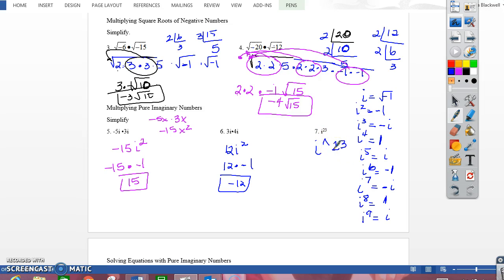But i to the 23rd, if you put that in your calculator, so i to the 23rd would be negative i. Okay?